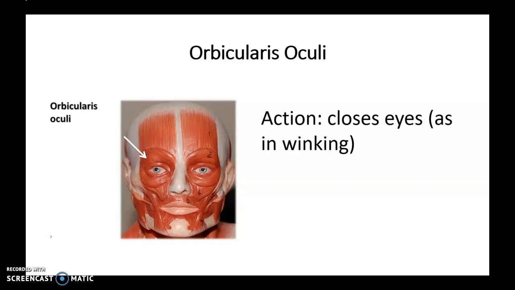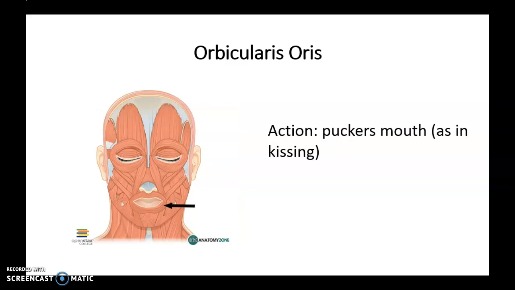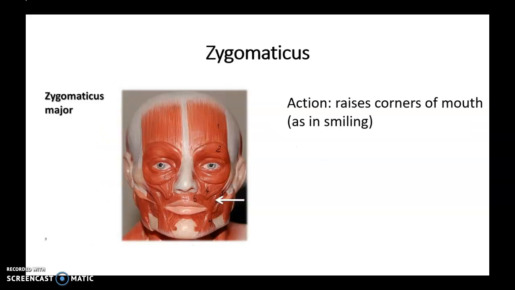The next muscle is Orbicularis Oculi, which is the circular muscle around your eye, and it helps us to close our eyes. This is our winking, blinking, squinting muscle. The next muscle is Orbicularis oris, which is the circular muscle around your mouth, and this helps us to make a pucker mouth and also helps us to kiss.